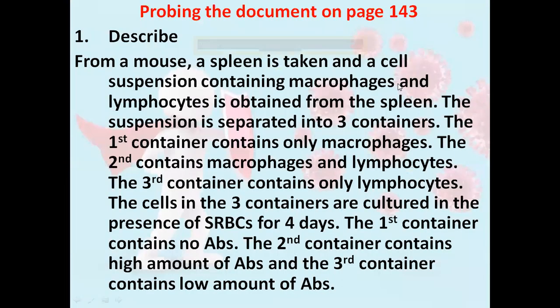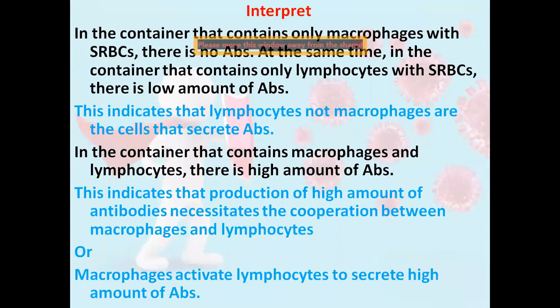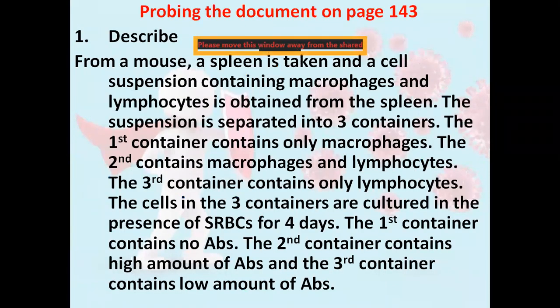So here, in part one, I did the description and the interpretation. Description: from a mouse, we took a spleen, and a cell suspension containing macrophages and lymphocytes is obtained from the spleen. The suspension is separated into three containers. The first contained only macrophages, the second contained macrophages and lymphocytes, while the third contains only lymphocytes. The cells in the three containers are cultured in the presence of sheep red blood cells.